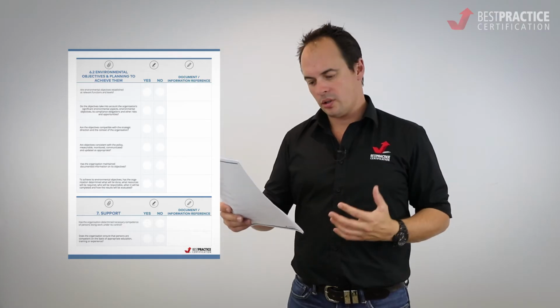Okay, moving now into section 7, we talk about support. Now this is about establishing all the resources for your organisation's environmental management system and starting to assemble what you need to do, the budgets, the funding, the people, the tasks, the projects, all those things to get you going.